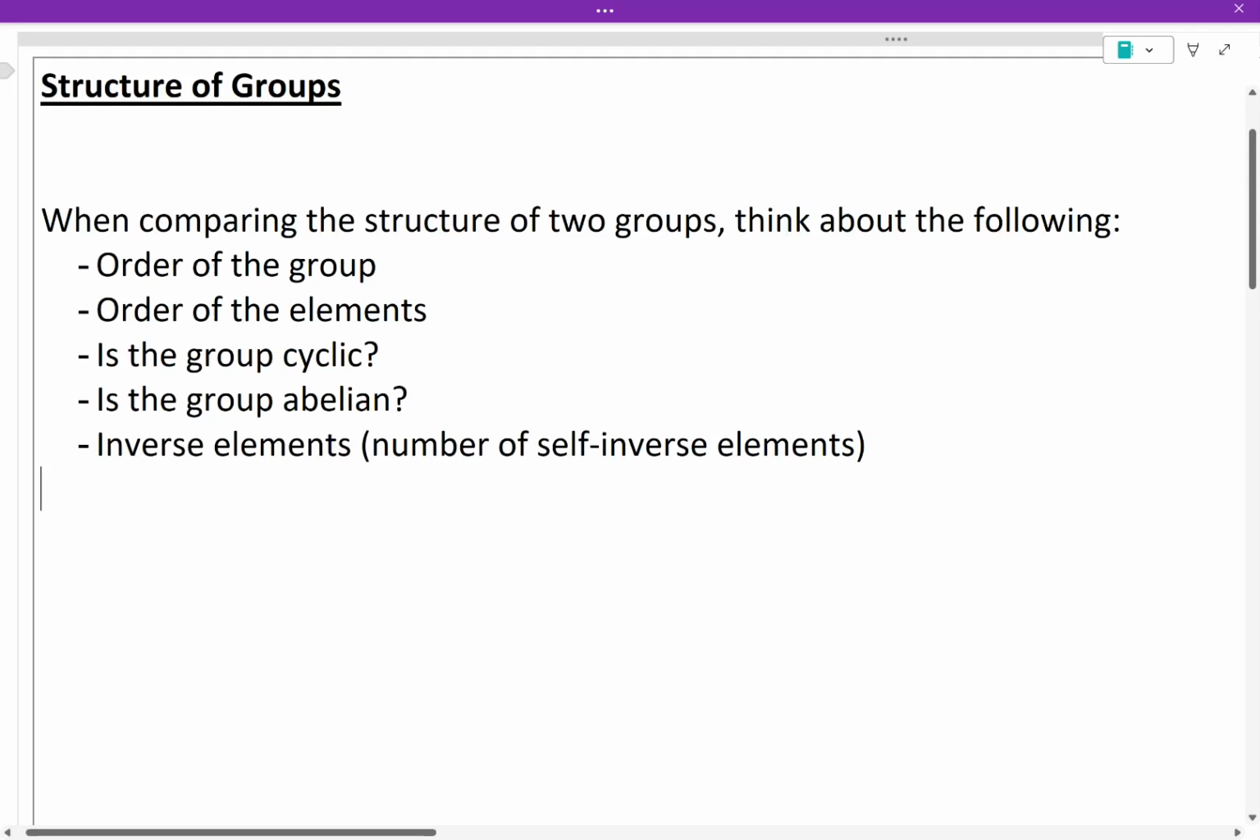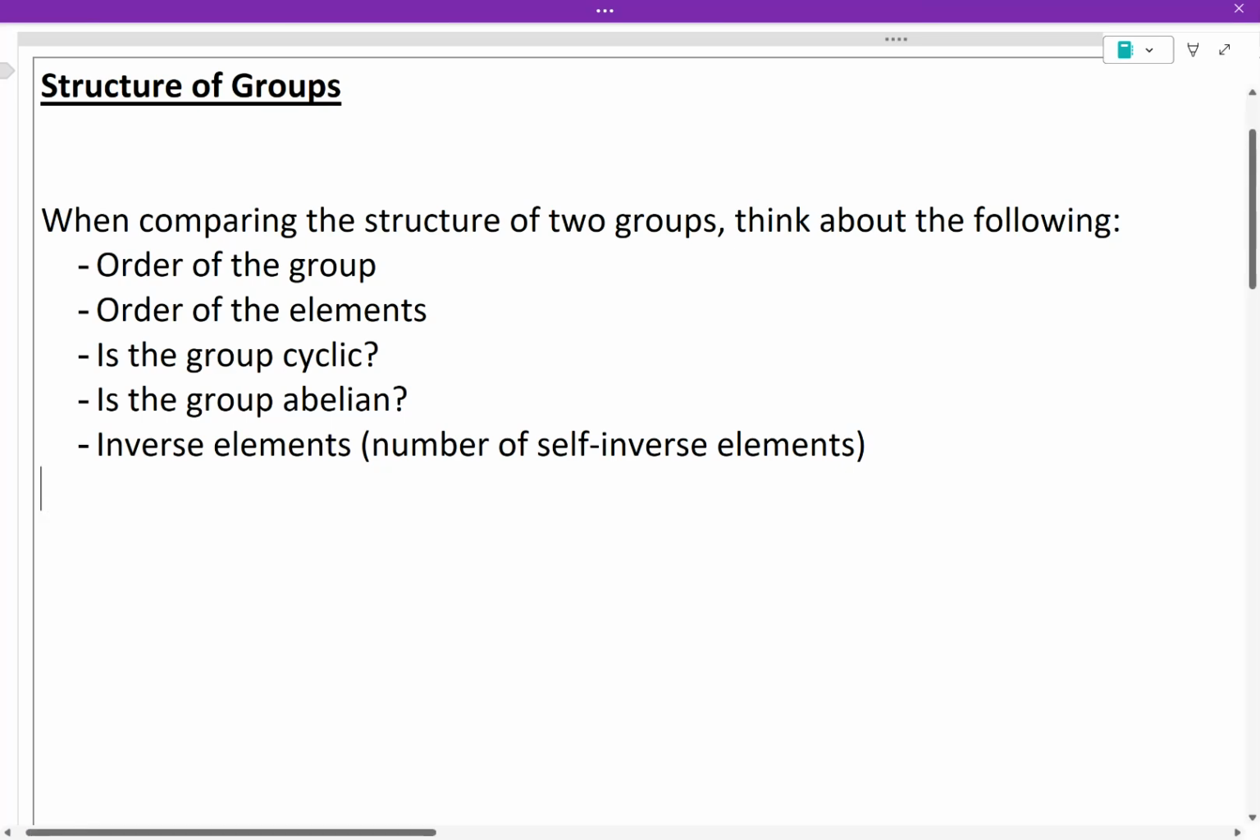So you're expected to be familiar with the structures of groups up to an order of 7. Now that doesn't mean you need to know everything from memory about groups, but you should be able to infer certain things.